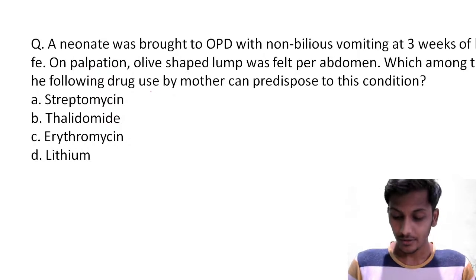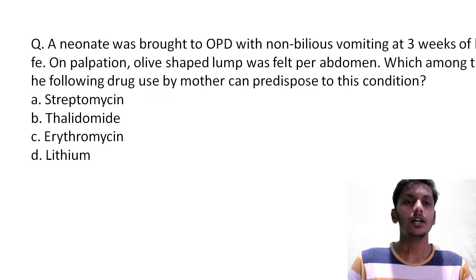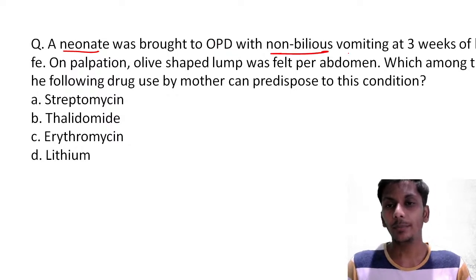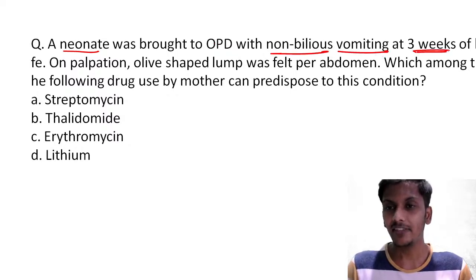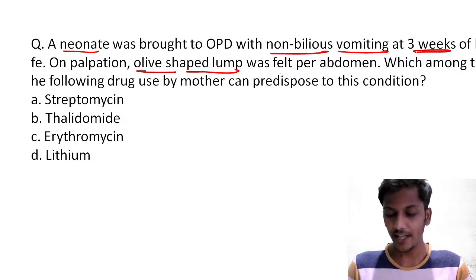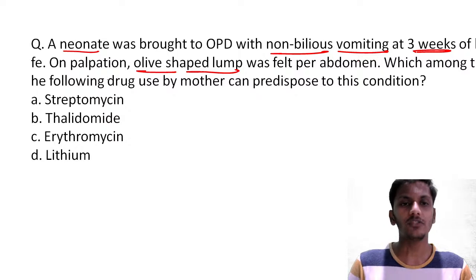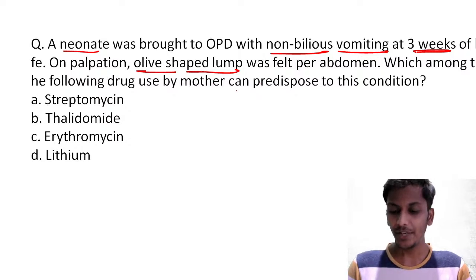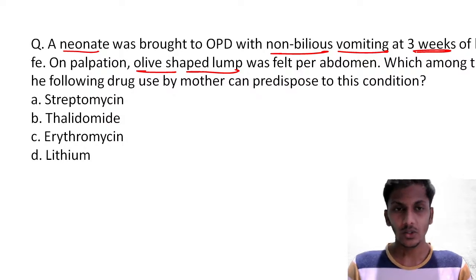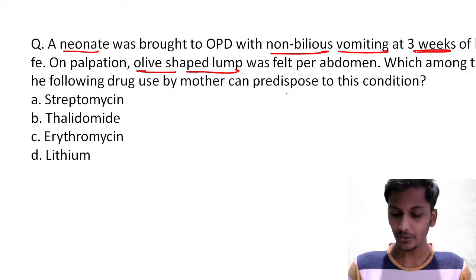Okay. So just answer this question. The question states, a neonate was brought to the OPD with non-bilious vomiting at 3 weeks of life. On palpation, an olive-shaped lump is felt per abdomen. Which among the following drugs used by the mother can predispose to this condition? So now just tell me which is the most probable drug that you think is predisposing to this condition.